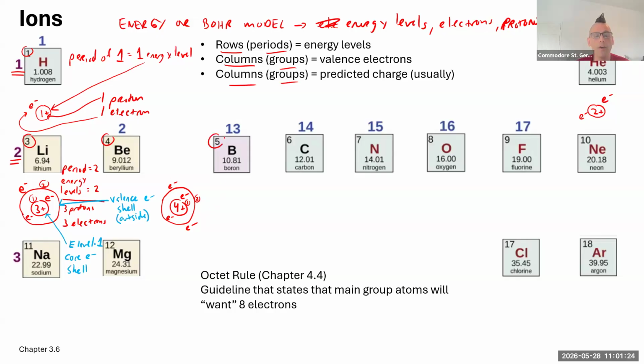All right, boron, five protons. Because we're still on the second row of the periodic table, there are two energy levels. So again, two electrons in the first energy level. There are going to be three more, for a total of five electrons.